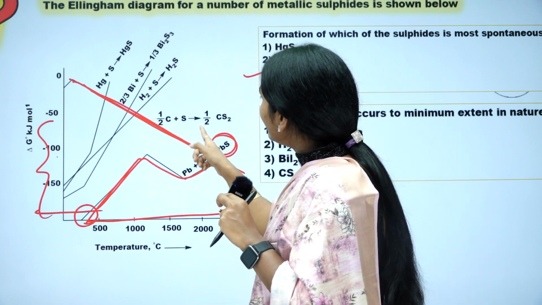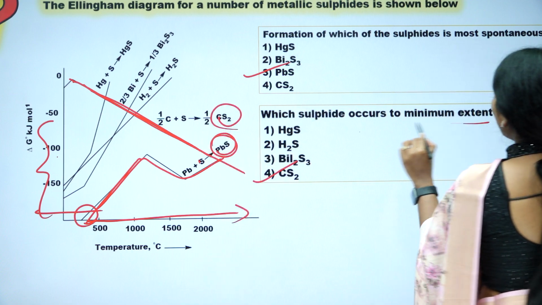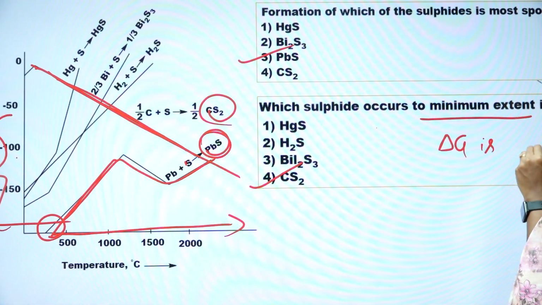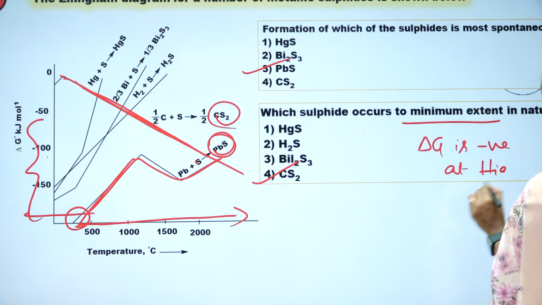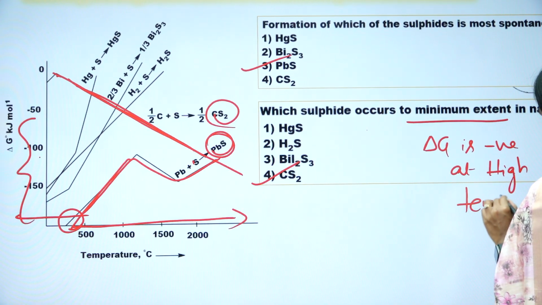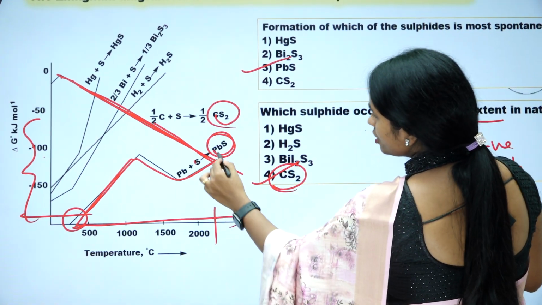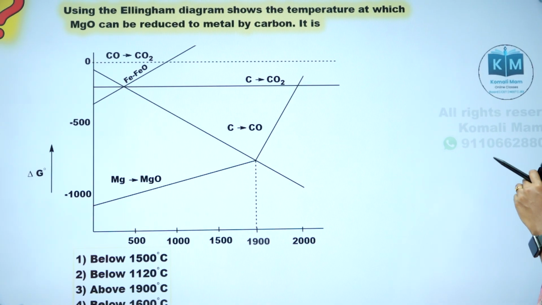So here this line is for CS2. So CS2 formation is minimum. Why minimum? Because delta G is negative only at high temperature. You see, only at a high temperature is that line coming down. Easy. See the next question.